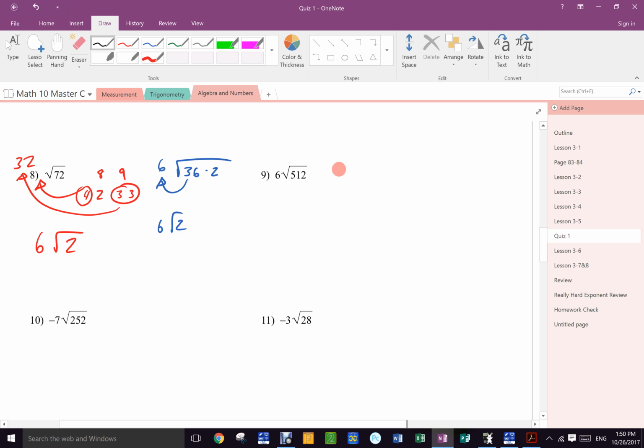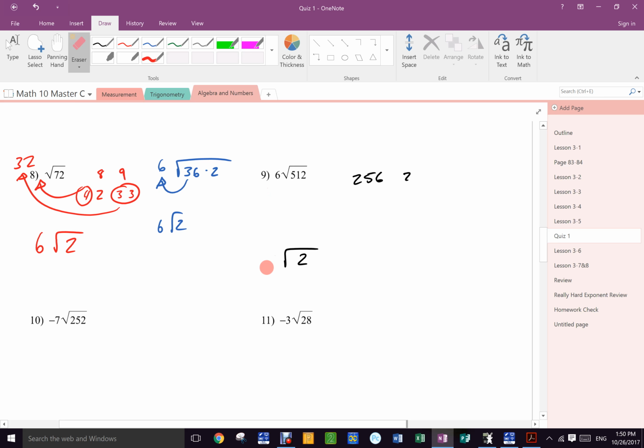So most of you probably went, okay, well, 512 divides by 2, so that's 256 times 2. And you could have stopped there. Why? 256 is a perfect square. What's the square root of 256 if you'd had all your square roots memorized? 16. So what comes out? 16. What's already out there? So 16 times 6 is 96. Root, what do I leave under there? 2.